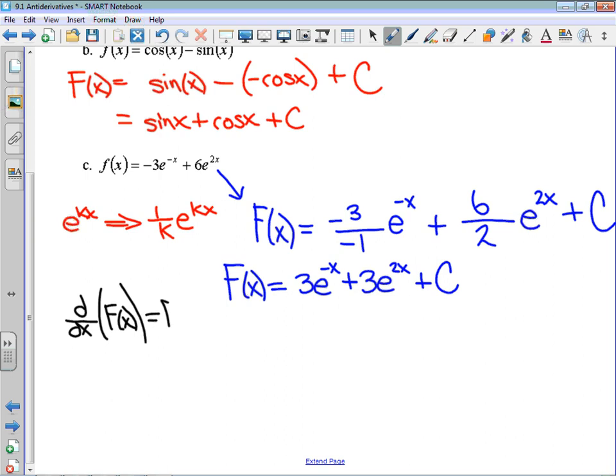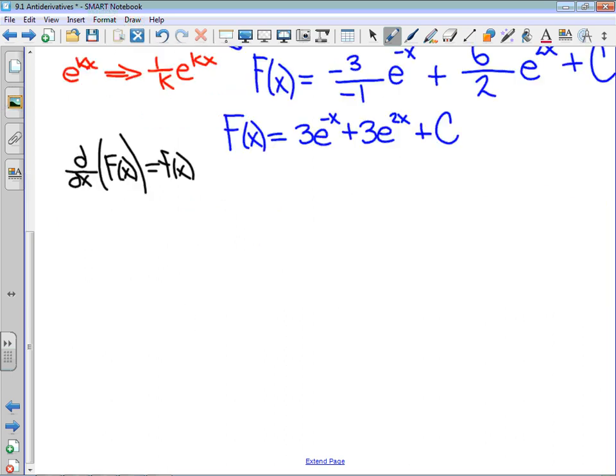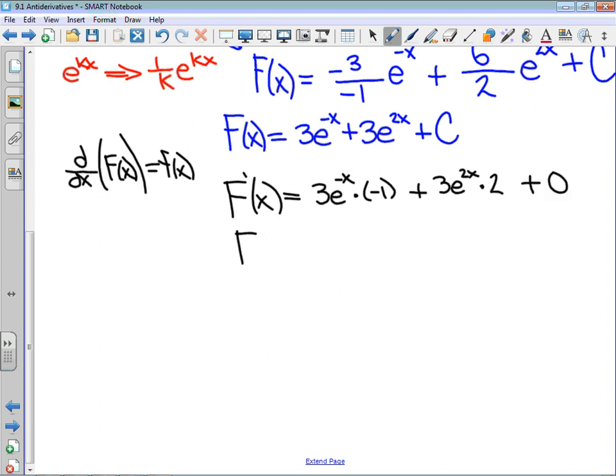Now, I'm going to write this a little bit weird. I'm going to write it as capital F prime, because that does mean the derivative of capital F. And that's going to be 3e to the negative x times -1 plus 3e to the 2x times 2 plus 0, which means that the derivative of capital F of x is -3e to the negative x plus 6e to the 2x, which hopefully looks a little familiar because it's what we started with.